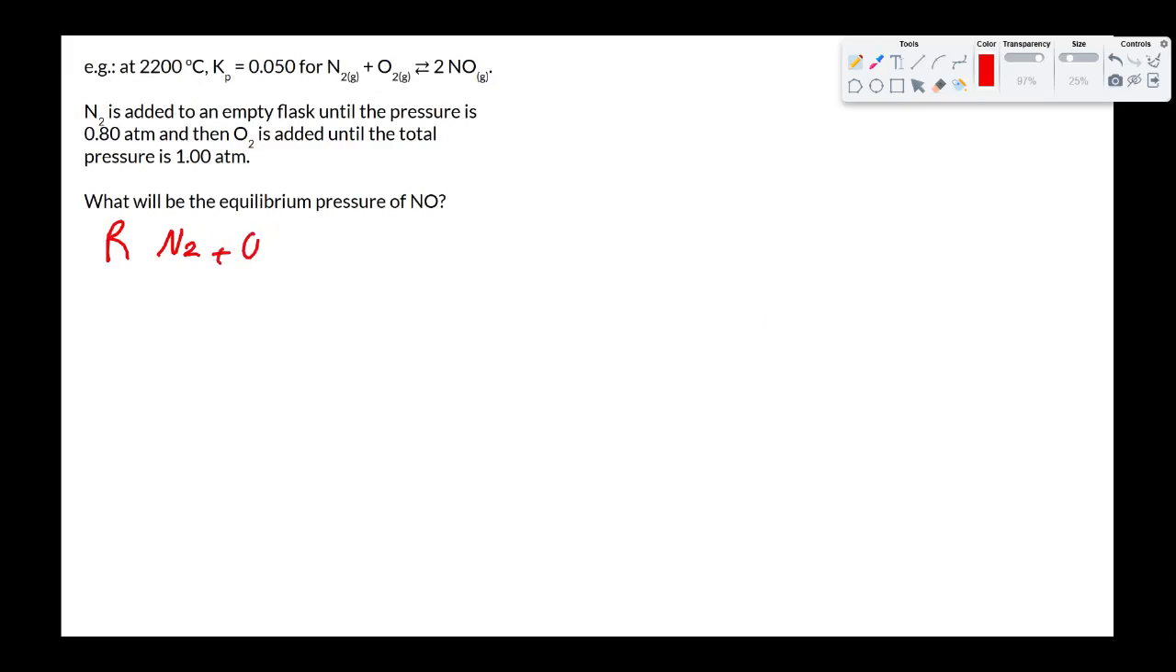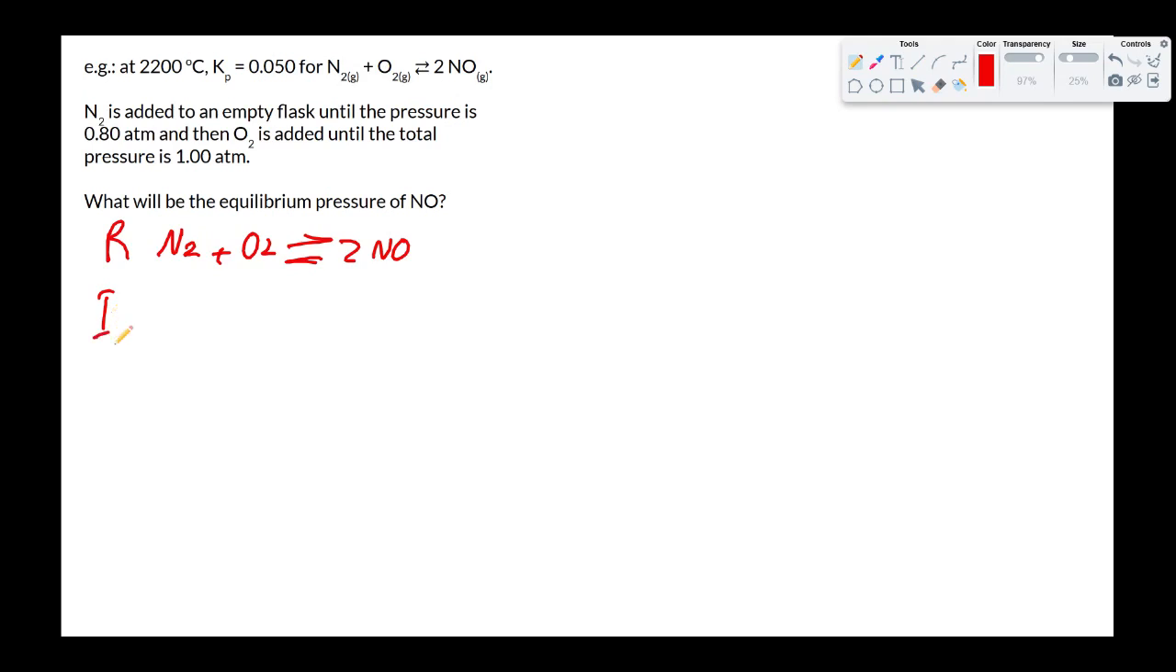Here's another one. We're given Kp. We have the reaction here. N2 is added to an empty flask until the pressure is 0.8 atmospheres, and then oxygen is added till the total pressure is 1 atmosphere. What's the equilibrium pressure of NO? Set up the Rice chart first. So N2, a gas, reacting with O2, also a gas, in equilibrium with 2NO, which is also a gas.